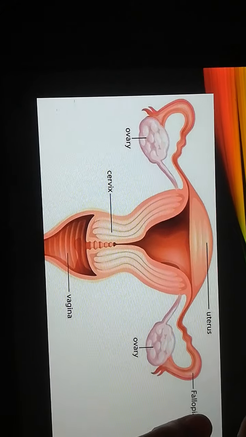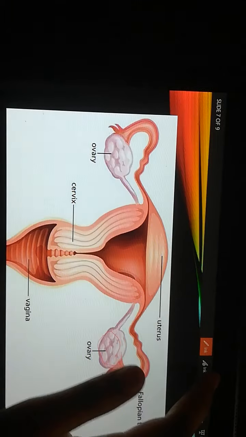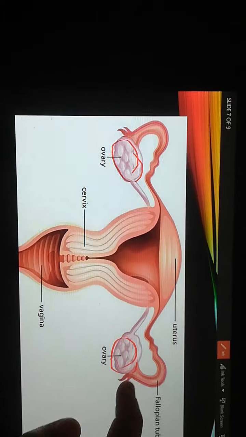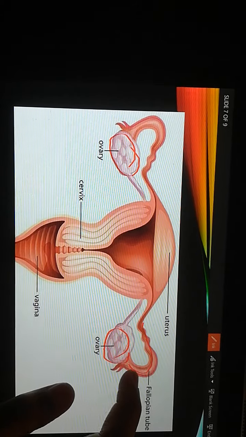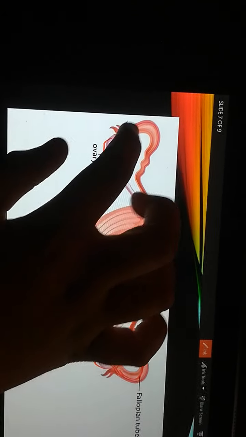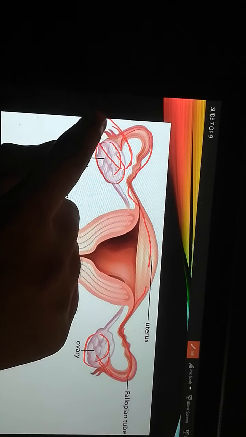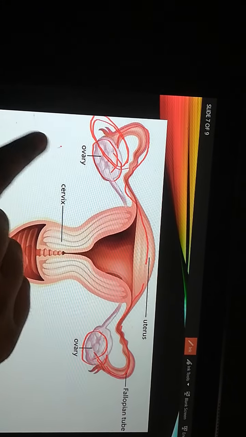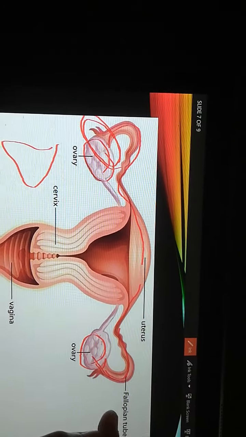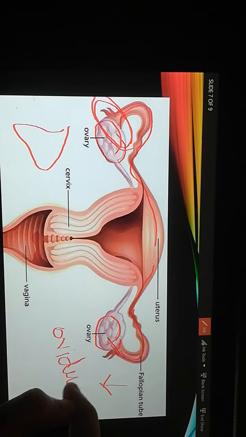So as we have seen now, these are the two ovaries, as you can see, and these are fallopian tubes. They join from the ovary and then go to connect to the uterus. As you can see, the end of each fallopian tube is funnel-shaped, right? It's like this. Fallopian tubes can also be called oviducts.